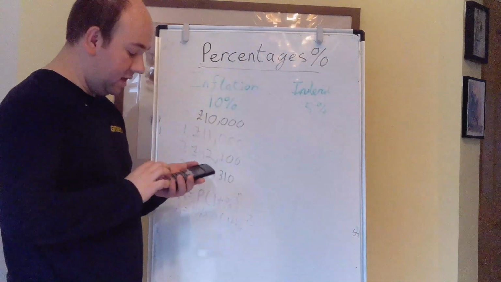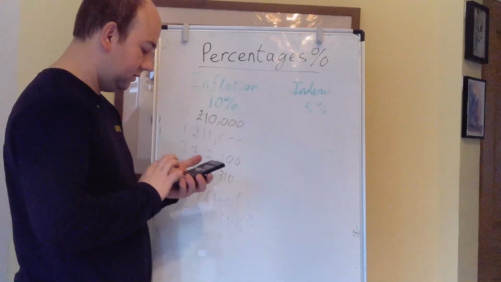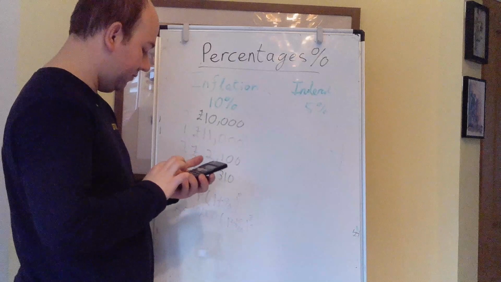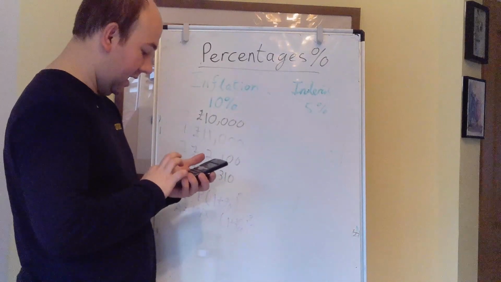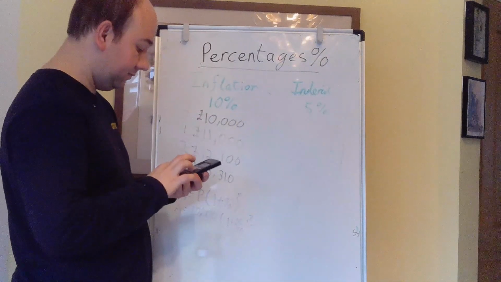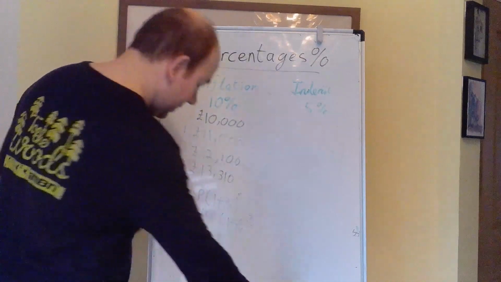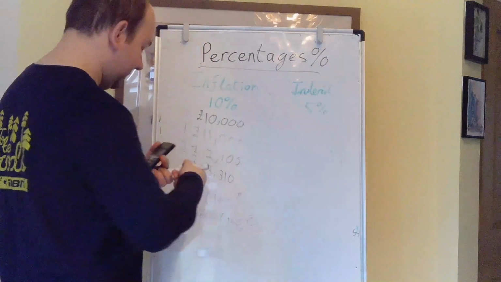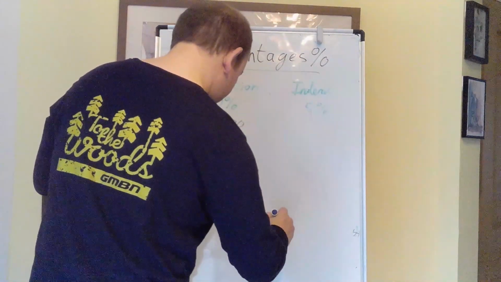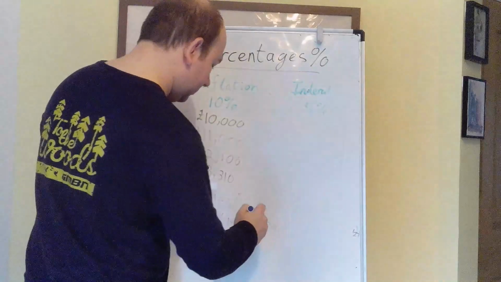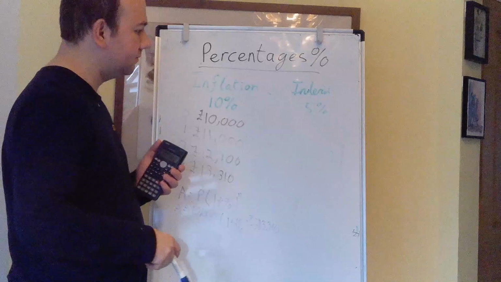The key for this is keeping your brackets sensible. So we've got the 10,000 multiplied by the bracket, 1 plus 0.1, to the power 3, and the calculator gives this as 13,310, so we've got the same value.